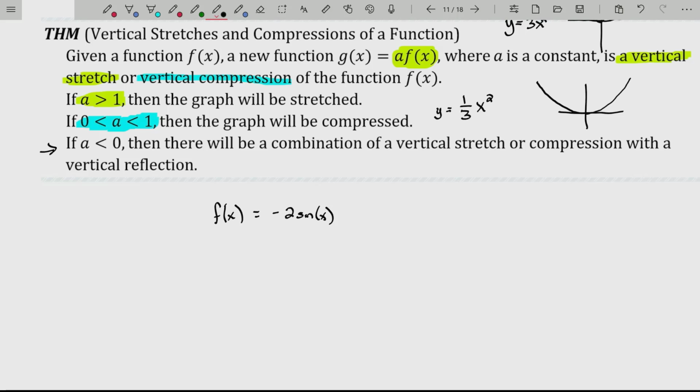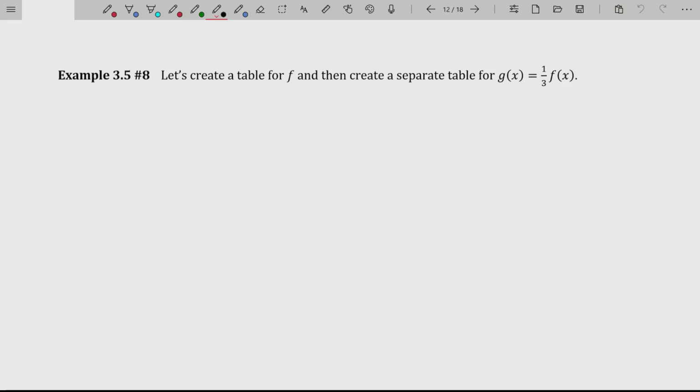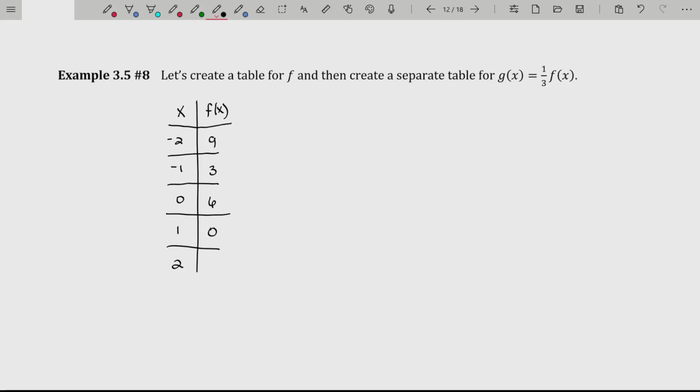Let's go ahead and look at a couple examples here. This first example is kind of oddly worded. That's my fault, I was the one that created it. But let's create a table for a fictitious function f. I'm just making something up: x versus f of x. It doesn't really matter what it is. We'll go from, let's say, -2 to -1 to 0 to 1, and I'll go all the way to 2. Use any y values you want, as long as it's a function. So let's do y values like 9 and 3, 6 and 0, and, I don't know, -12.